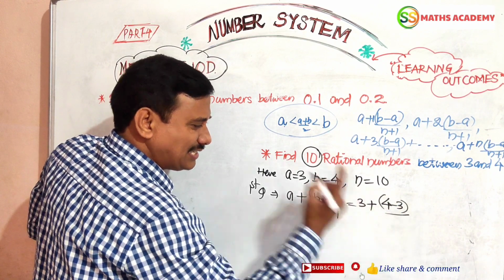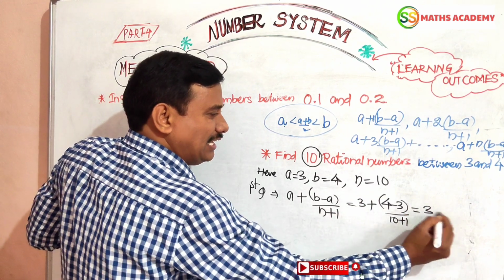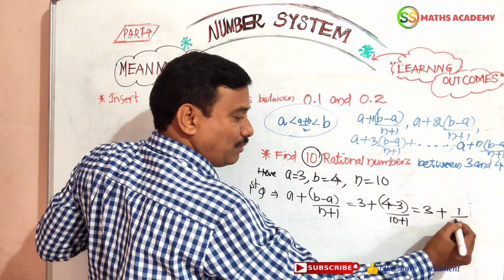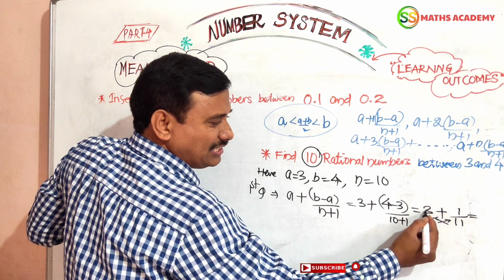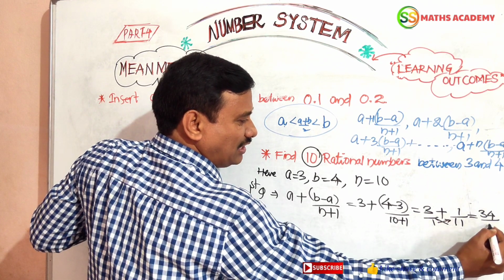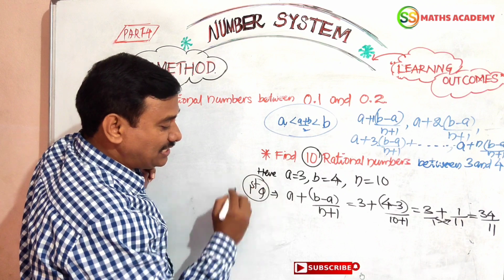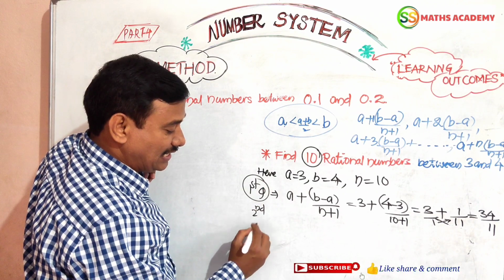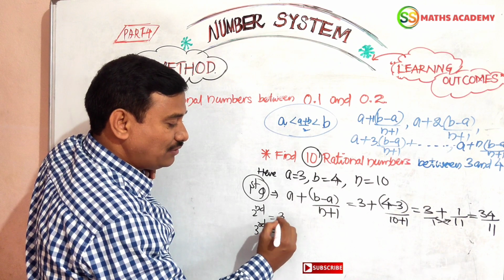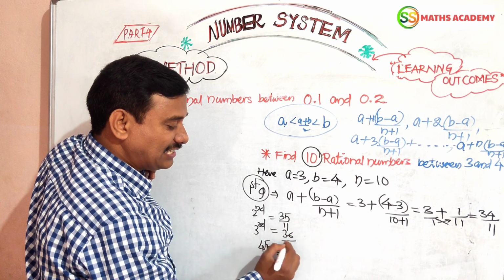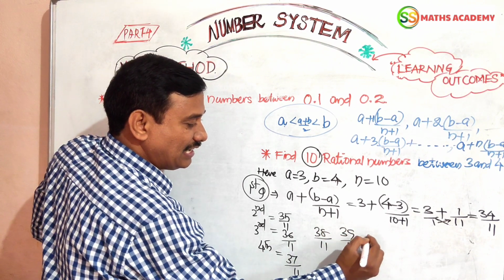Dear friends, you should observe only one step, then automatically it will come one by one. N is 10, plus 1. 3 plus (4 minus 3) is 1, by 11. 10 plus 1 is 11. Do the CM method, cross multiplication. 11 times 3 is 33, 1 times 1 is 1. 33 plus 1 is 34 by 11. By doing cross multiplication, I am getting 34 by 11. This is the first rational number. Now I am going to ask the second, third, fourth. You don't do it like this process. Directly you should write the 34 value, next value 35, next 36, next 37, next 38, next 39, next 40.